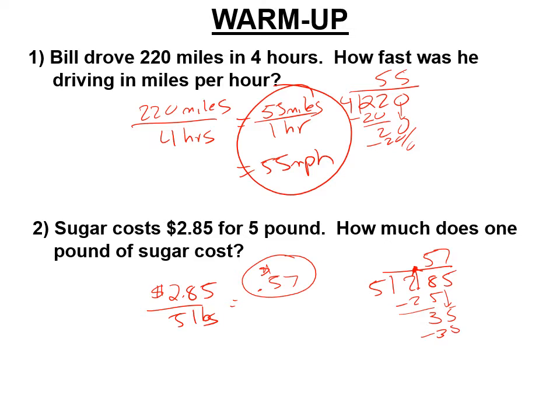How much does 1 pound of sugar cost? It's 57 cents for 1 pound. And you write 57 cents that way, $0.57. Cents are in hundredths.